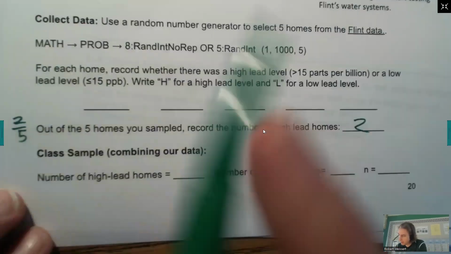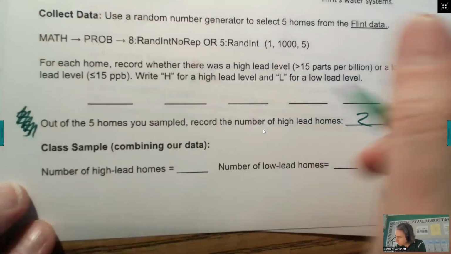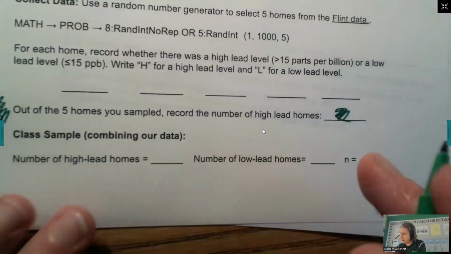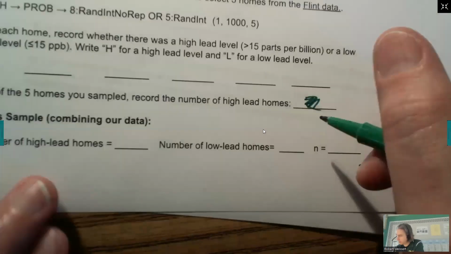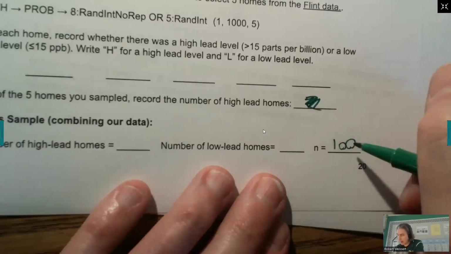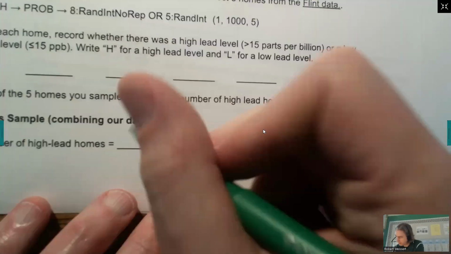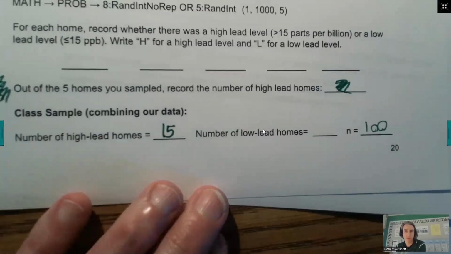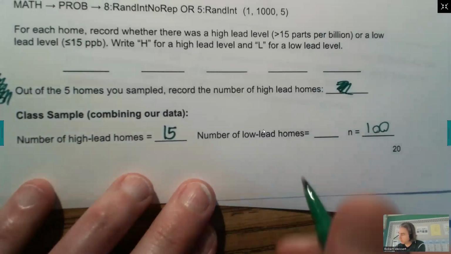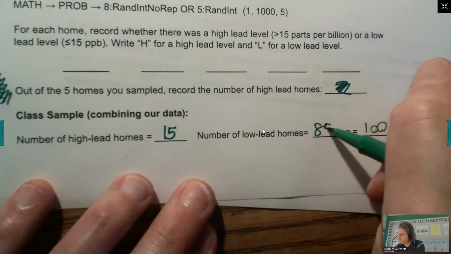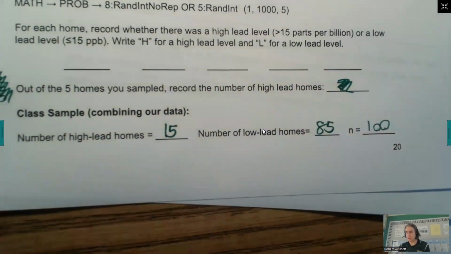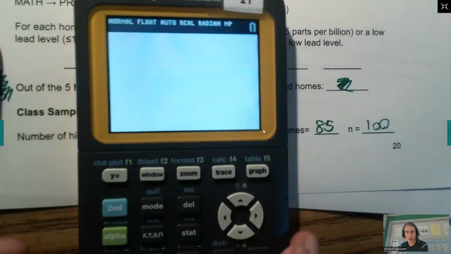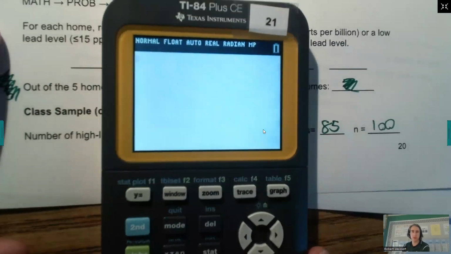Okay, guys, I went back and I did another random sample, and I took 100 in my sample size, and I found that out of the 100, so we're going to say n equals 100, I got 15 of those homes to have high lead level content. So 15 out of my 100. And the number of low lead homes in this case would be 85. So I'm going to use that to run my test, and we're going to check the p-value and the z first, and then I'll show you how to write it up in the 4-step plan.